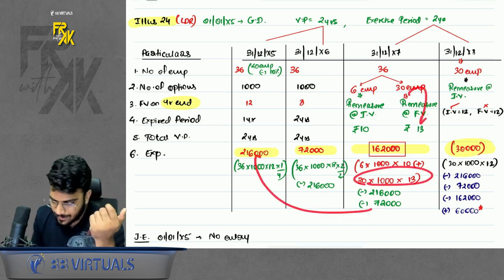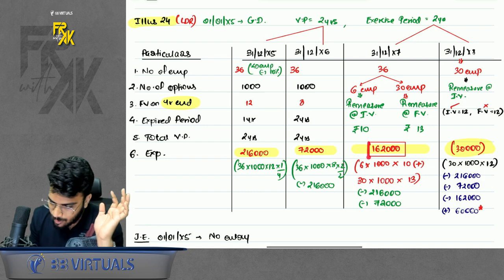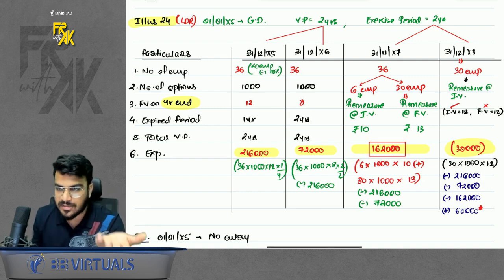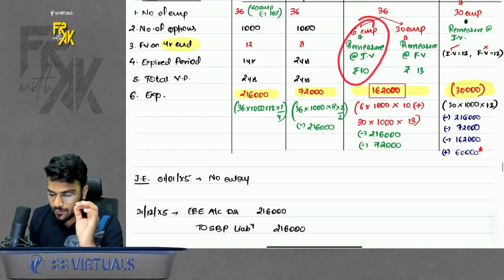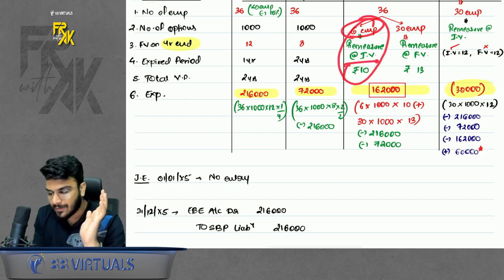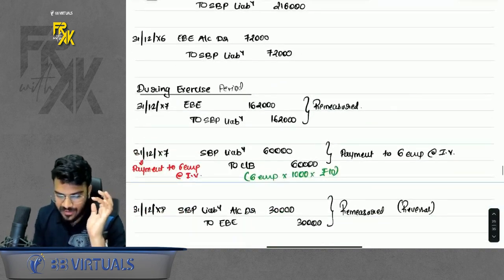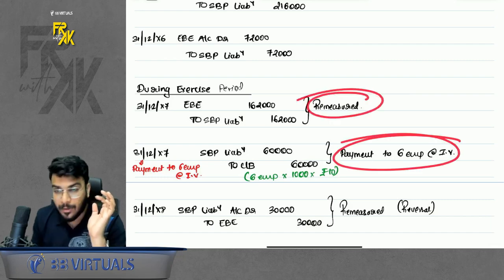Less the expense which I already booked, and you will get some amount. This is remeasuring, based on changes in fair value. We remeasure first, and then make the payment to the 6 employees. How to make the payment? Based on intrinsic value only. So in the year of exercise, first remeasure and then make the payment to 6 employees.